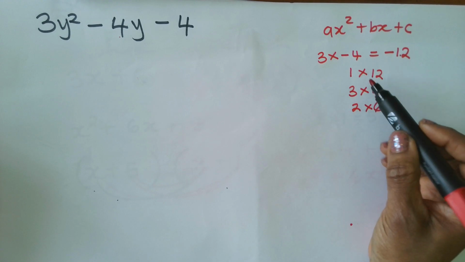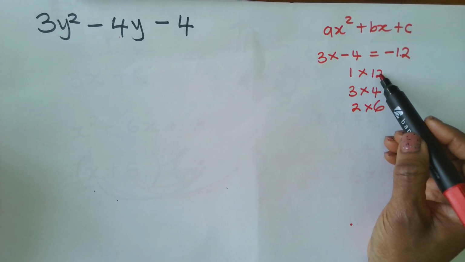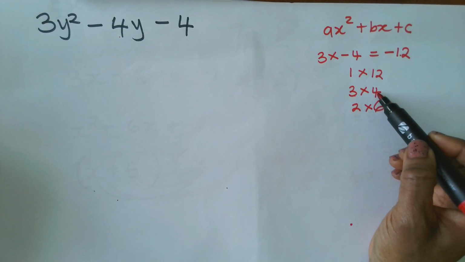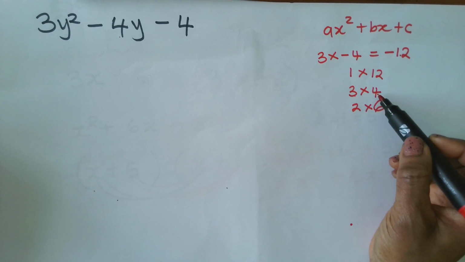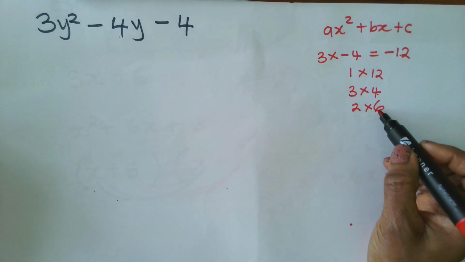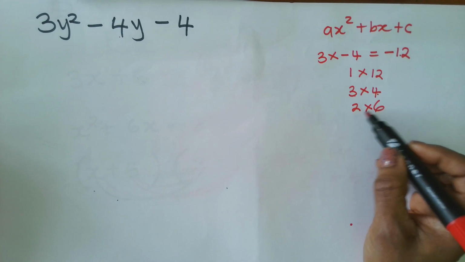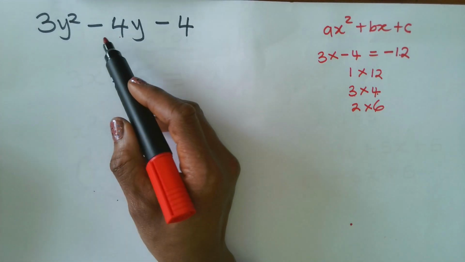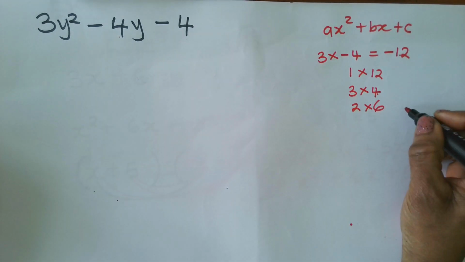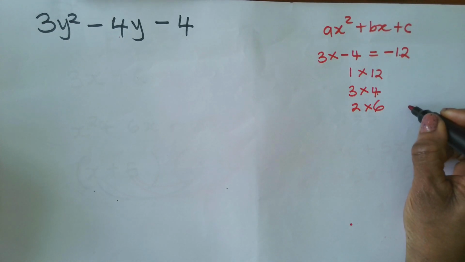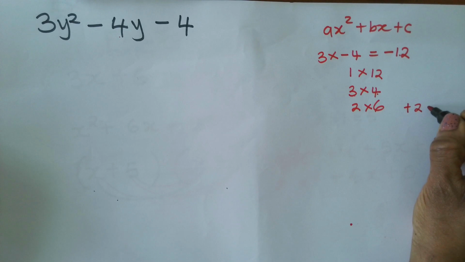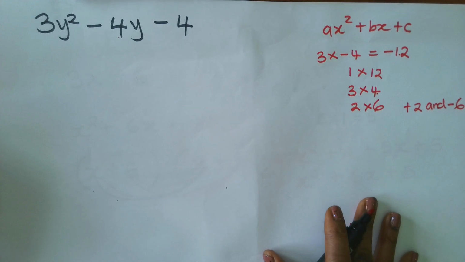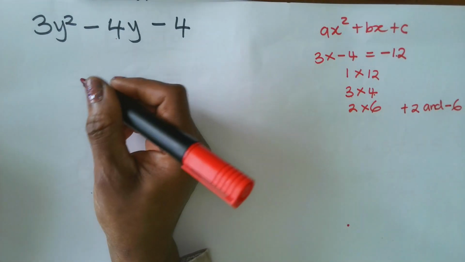So when we look at all of this, 1 plus 12 will give us 13. If we take away, it will give us 11. 3 plus 4, sorry, will give us 7. When we take away, it will give us 1. So 2 plus 6 will give us 8, but when we take away 2 from 6, it will give us 4. So how do we arrange it so that we can get minus 4? We're going to arrange it by doing plus 2 and minus 6.